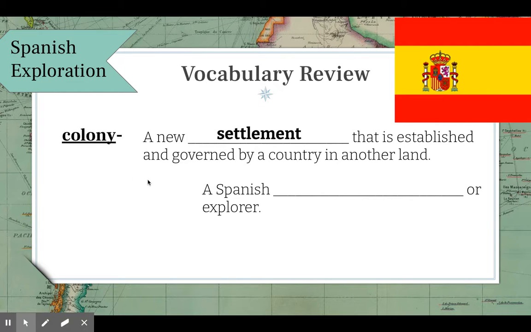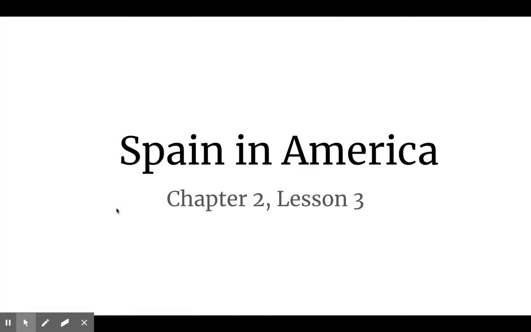We're going to use the word settlement. So when the Europeans go over, they're going to decide to create colonies, groups of people that they're going to put in that land to live there and take over the land. The people that are going to come from Spain, the soldiers, are going to be called conquistadors, a Spanish soldier or explorer that is going to come over and take over the land.